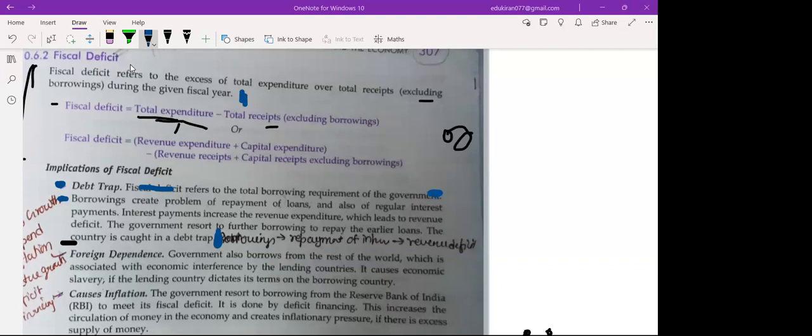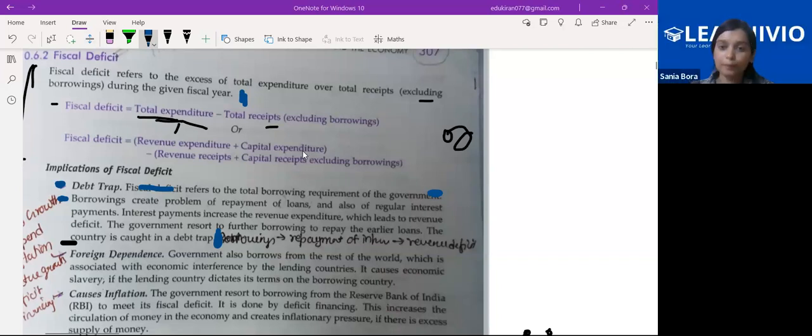Can you explain it again, the debt trap? Excuse me, ma'am. Yes, Vivek, tell me. Done? Yeah, done. Can you explain to me again the debt trap?